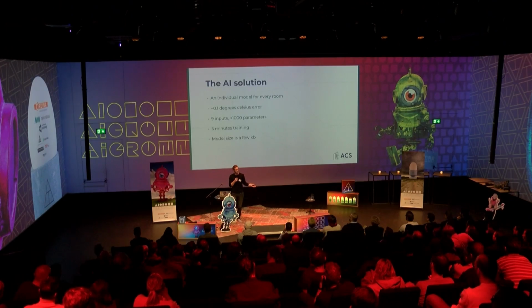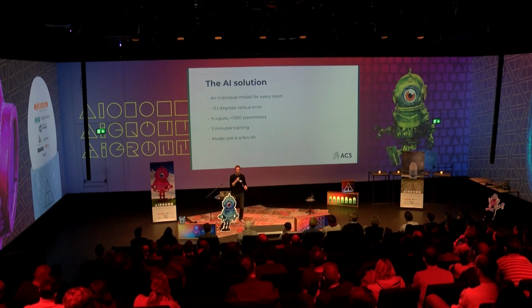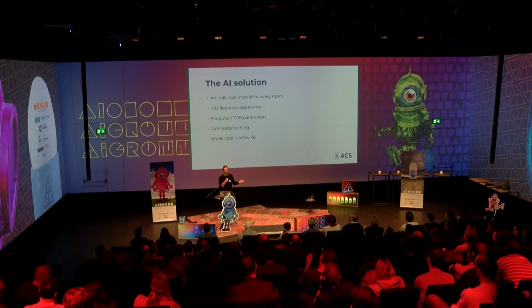It differs per room, but it has roughly a 0.1 degrees Celsius error. It has 9 inputs, and it has less than 1,000 parameters. It takes 5 minutes to train, and the model size is, I just checked in the break because I wanted to be sure, 7 kilobytes for one model. And that's including all the metadata and everything, in a zip file, including the model as well. So it's small, right?